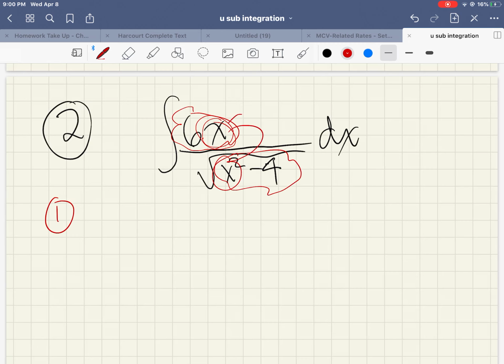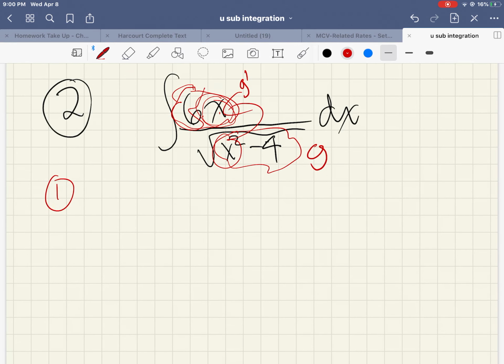If I differentiate x squared, I get x, because this 6 here will come out in the wash. But the whole idea is I'm looking for a relationship. When I differentiate x squared, I get an x. So that probably means this is g, the inside function, and this top part is g prime. Okay, so number 1, we've done that. We've identified the inside function and the inside prime.